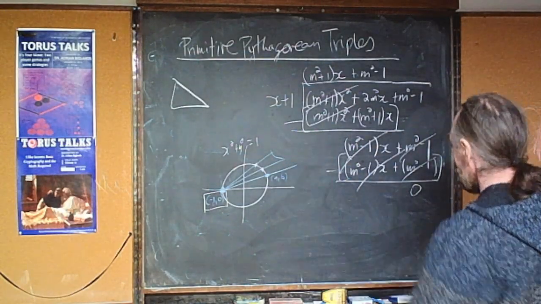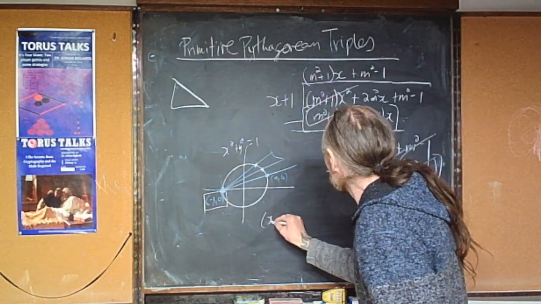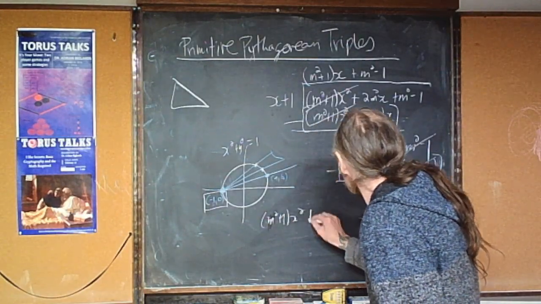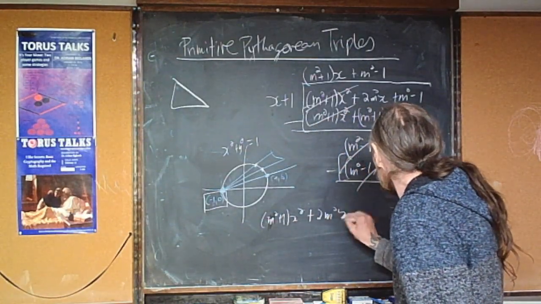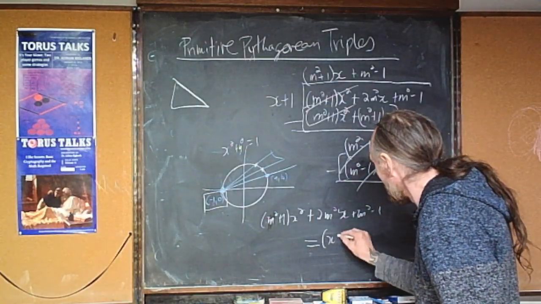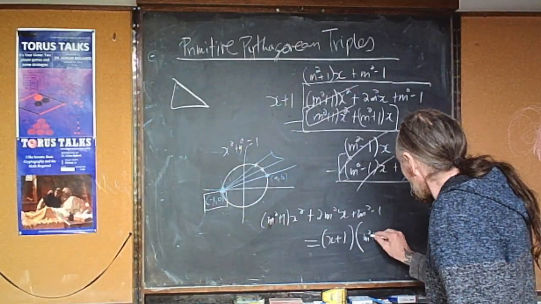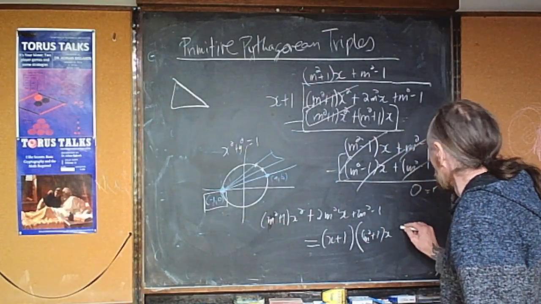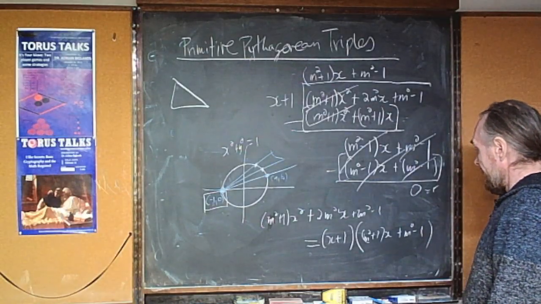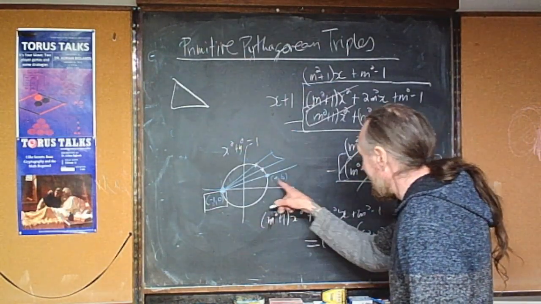So now I have to do quotients. The remainder equals r. But what that says is m squared plus 1 x squared plus 2m squared x plus m squared minus 1 is equal to x plus 1 times m squared plus 1 x plus m squared minus 1. And so what does that mean? This is the AB that we were looking for.